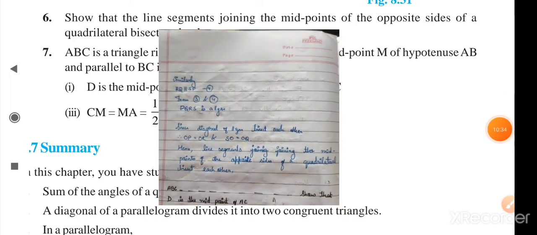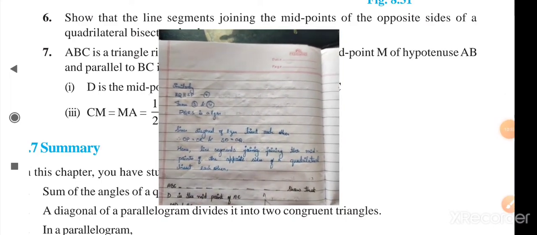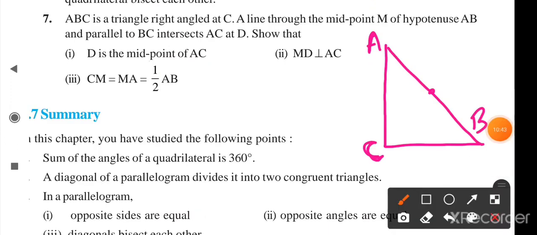You can see the solution we have written here also. Since the diagonals of a parallelogram are bisecting each other, we get the answer. Now I am going to read the next question.